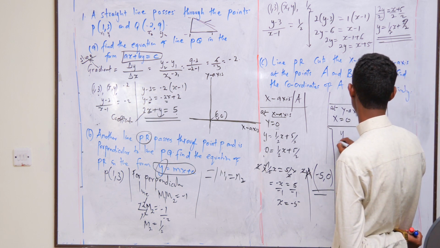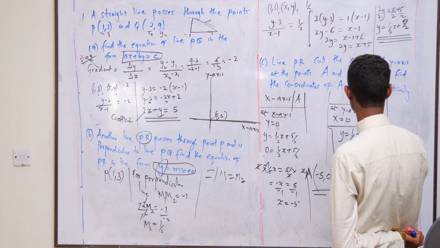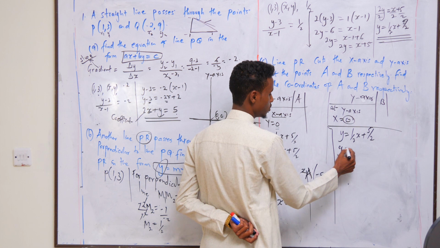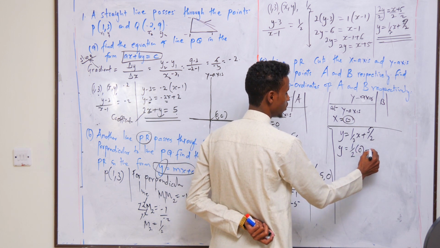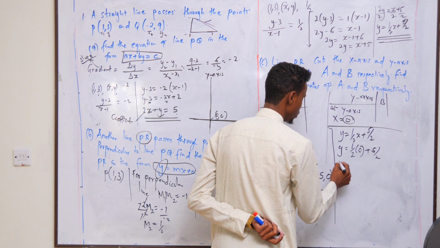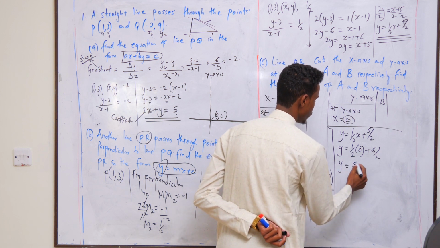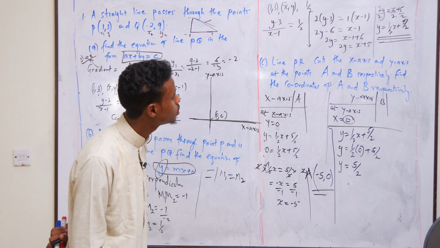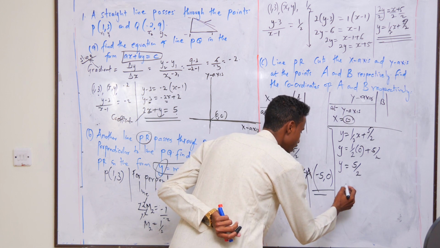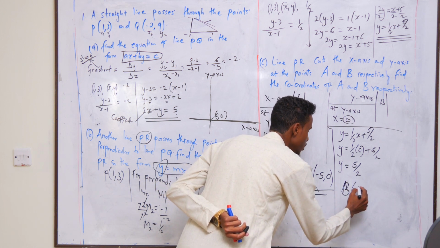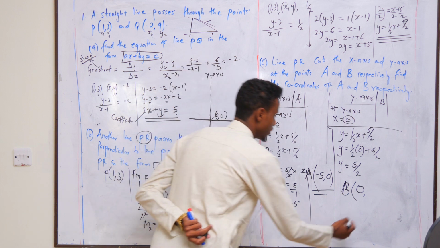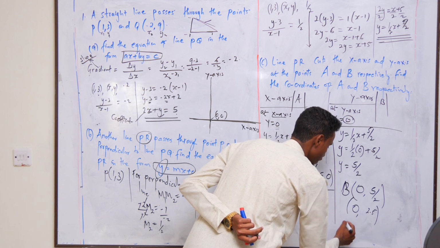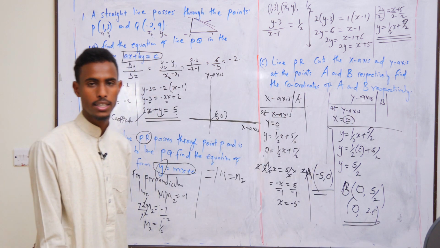Now let's put this one, y is equal to a half x plus 5 over 2, and we know the value of x is 0. y is equal to a half into bracket 0 plus 5 over 2. Now y is equal to 5 over 2. And therefore B will be 0 on x, 5 over 2 on y, or 0, 2.5, like that. And that is the end of the question.